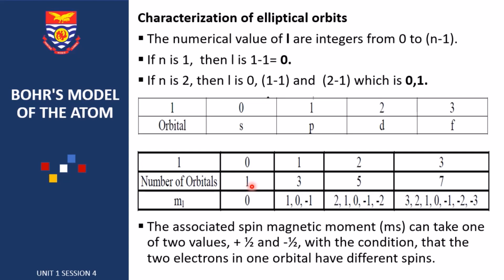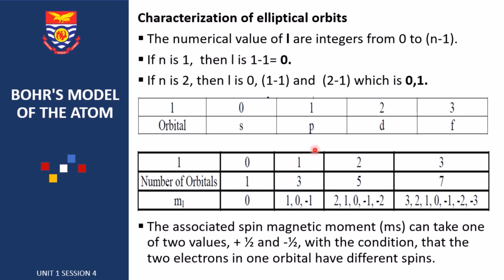Now the Ml also takes values ranging from negative L to positive L. So if the value is 0, then it will take numbers ranging from negative 0 to positive 0, which is 0. If your L value is 1, then the degenerate orbitals will range from negative 1 to positive 1, which will be negative 1 through 0 to 1, which means that there are 1, 2, 3 degenerate orbitals that can be found here.